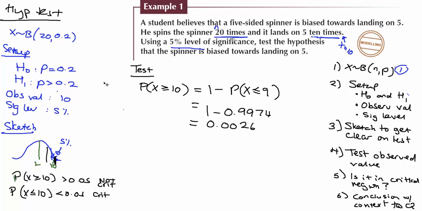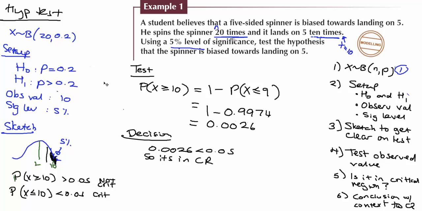So our probability of it being greater than or equal to 10 is 1 minus 0.9974, which is 0.0026. Okay. All right. So now we've got the decision. Is it in the critical region? Well, you can clearly see here that this is less than your 0.05. So it's in the critical region. And what that means is the 10 is in this bottom 5%. I should have drawn this bigger, but you know, 10's here somewhere.